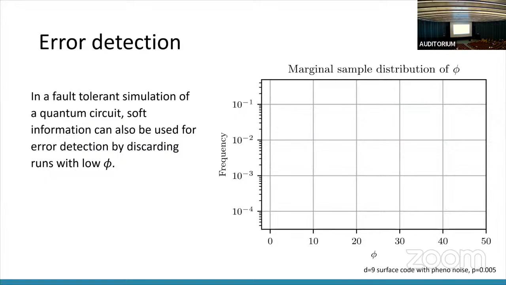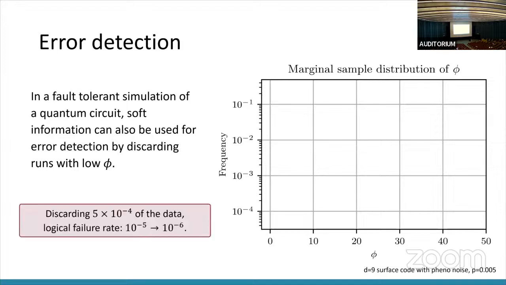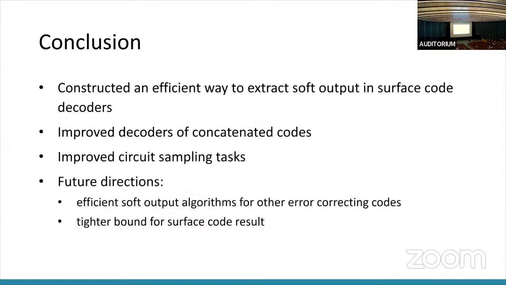But basically, imagine the sample distribution of phi looks something like this. If we discard just the very low values where phi is 0, and phi being 0 is basically where the decoder is like, I have no idea, 50-50, then we can see an improvement in the logical failure rate by an order of magnitude, and we only discarded about 10^-4 of the data. And so the idea is that you can choose how much data you want to discard and decrease your logical failure rate that way.